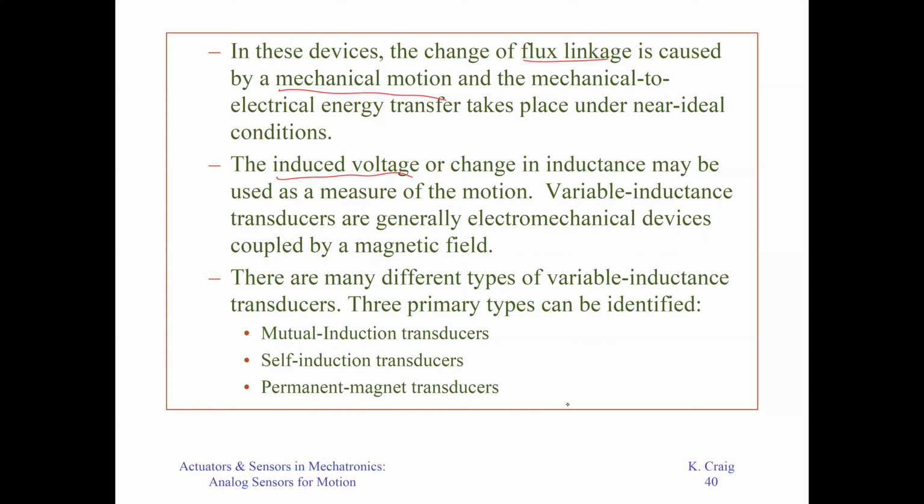Okay. So there are different types of variable inductance. There's something called mutual inductance. There's self-induction and permanent magnet. The permanent magnet is probably the easiest to understand. But let's take a look at these one by one, okay?